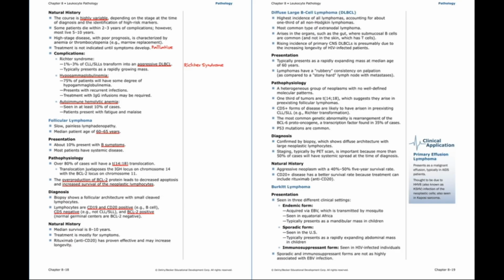These patients tend to live 8 to 10 years. Treatment is mostly for symptoms, and one of the revolutionary changes over the past 10 years has been development of rituximab, which is anti-CD20 and targets one of the classic membrane proteins of the neoplasm, and it's a very effective drug that it probably will have effects on longevity.